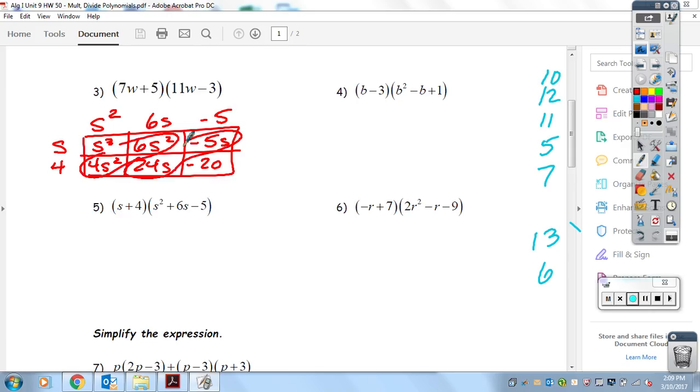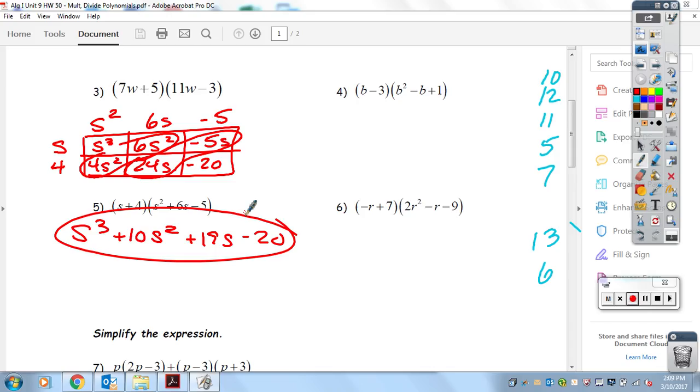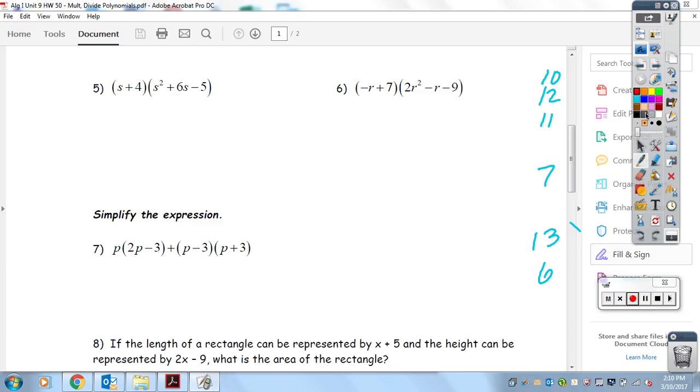So if you did not get like terms on diagonals, you probably did something wrong with your multiplication of your exponents. It's s cubed plus 10s squared, because they're both positive. These 2 combine, plus 19s, and then a negative 20. Again, this is a 4-term polynomial of degree 3 with leading coefficient of 1. Number 6 is the next one.